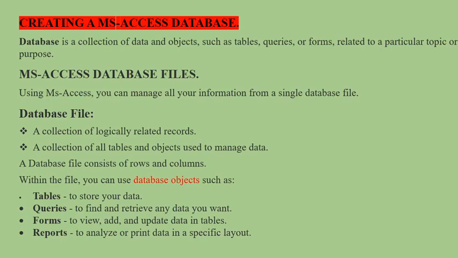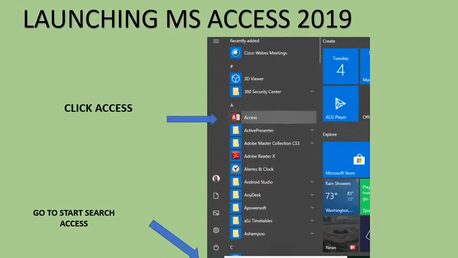When we talk about database objects, tables are used to store data. Queries are used to find and retrieve any data you want. Forms are used to view, add, and update data in the tables. Then we have reports. These are used to analyze or print data in a specific format. Therefore, they are just like summaries. We usually have other database objects like macros, modules, and pages, but they all depend on the point of interest.